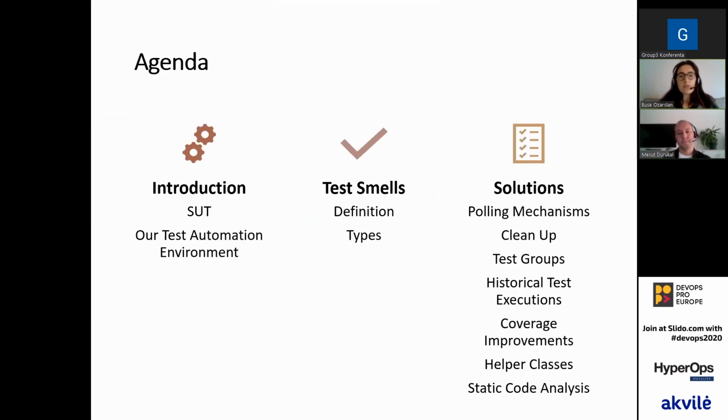Okay, in our agenda today, we will start with an introduction about the software under test and our test automation environment. Then we will try to define the test smells and the different types of test smells. Finally, we are going to provide you our solutions to prevent those test smells.